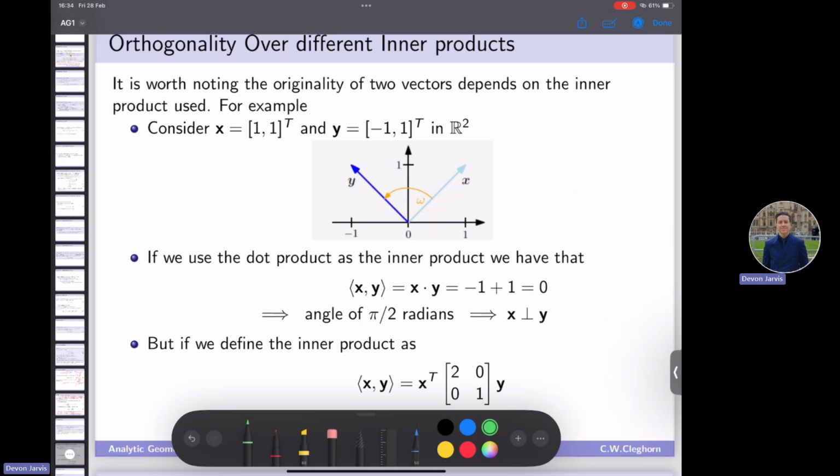Okay, so if we use the dot product as the inner product just for this example, then we can calculate over there. We're taking x1 and 1, so that's -1, and then 1 times 1, that's 1. Adding them together, we get 0, and so in that case they are orthogonal, or pi over 2 radians. Do you guys know what a radian is?